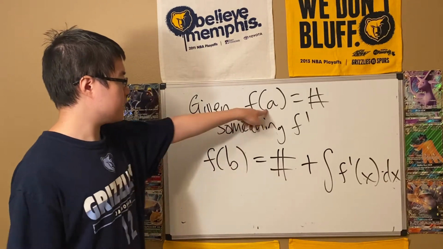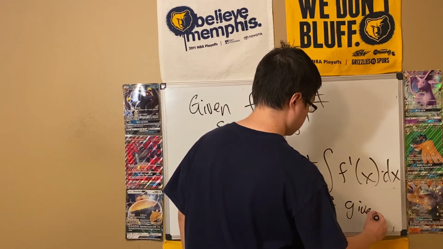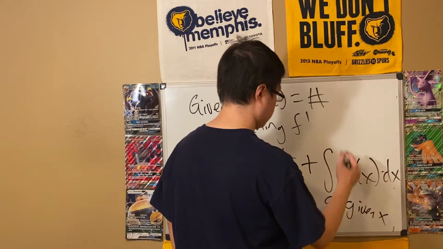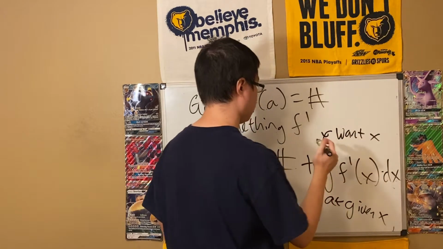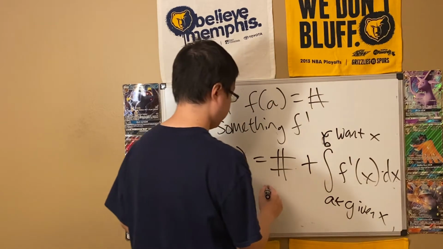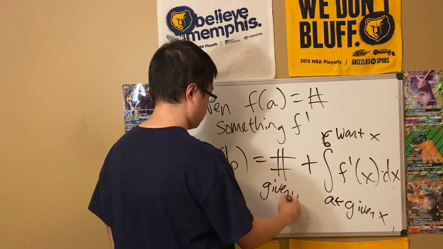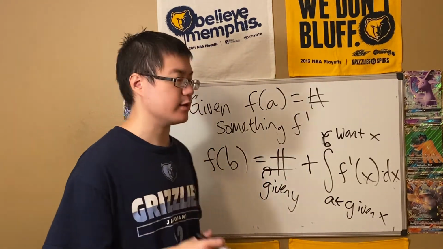How do we set it up? Given x will be on the bottom, a, so this is the given x, right here. Want x is on top, so we're going to put b here. That's not my best b, let's finish strong. And then this will be my given y. So this is always the setup, the most important formula that you will encounter in calculus.